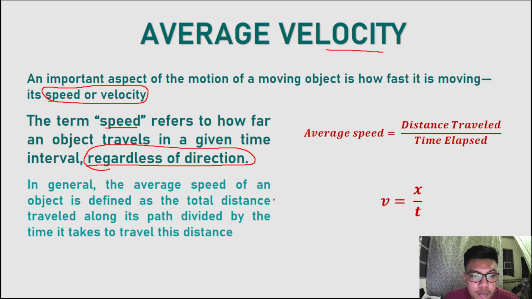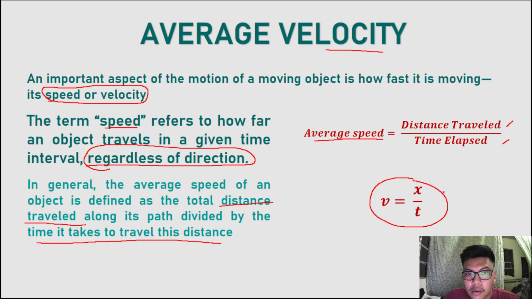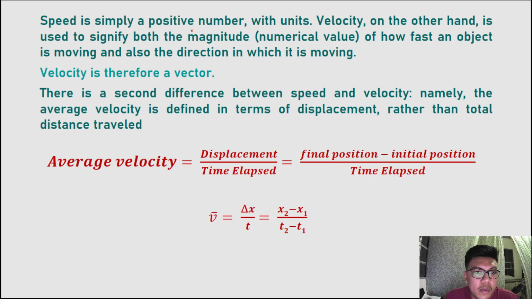In general, the average speed of an object is defined as the total distance traveled along its path divided by the time it takes to travel the distance. So from the definition, the average speed is the distance traveled over time elapsed, the total distance it traveled. So we already know the difference between distance and displacement. This is the formula for average speed: V is equal to X over T. Speed is simply a positive number, with units.